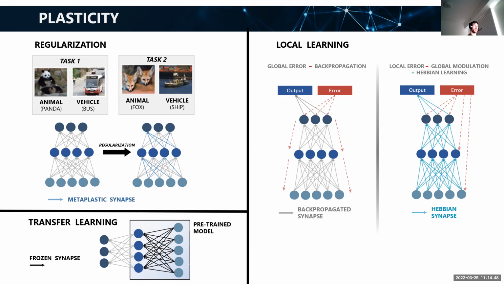The first is regularization. The idea is that you learn some information in task one, and when you go to task two, a subset of your synapses have gone through some metaplastic change where plasticity at those synapses will now be restricted. And that can be a restriction at the neuron level or the synapse level, and it can even be broader than that, layer-wise, etc.